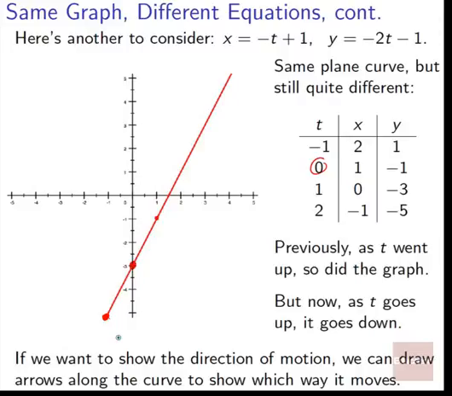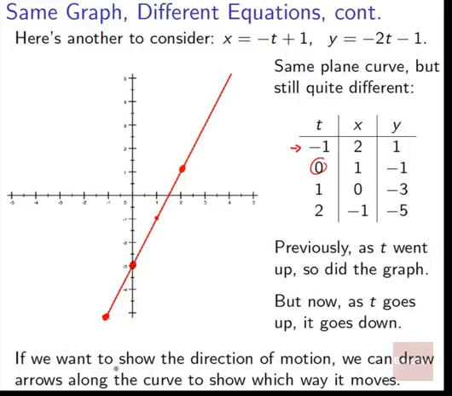So previously, as t increased, the graph went up to the top right, and it went down to the bottom left as t became negative. But now, if we plug in a negative value, we get 2, comma, 1 for plugging in negative 1. So we see that it's the opposite. Negative points go to the top right, but positive points go down to the bottom left. So it's the opposite of what it was before.